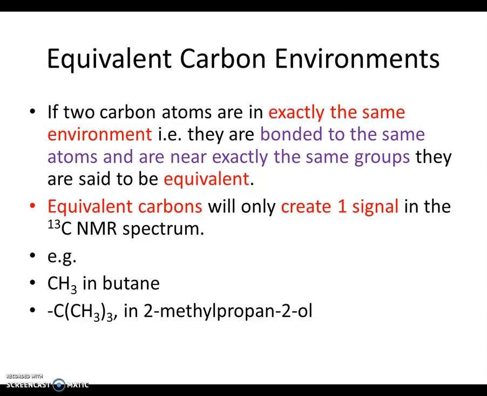Another example might be the three methyl groups in 2-methylpropan-2-ol. Those three methyl carbons here are exactly equivalent. There will be another peak in the carbon 13 NMR due to the presence of this carbon. So in total, although there are 4 carbons in your molecule, there will only be 2 peaks.